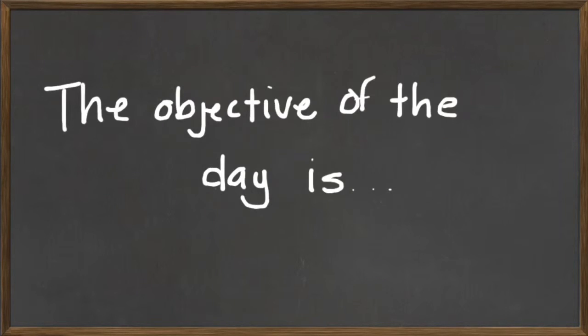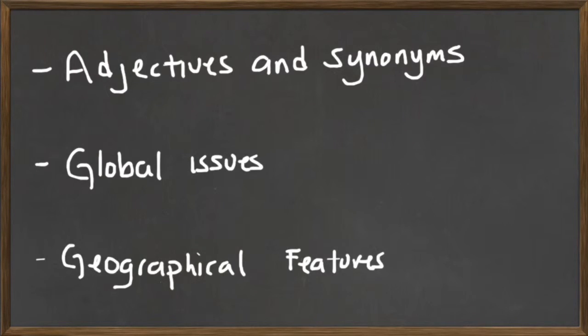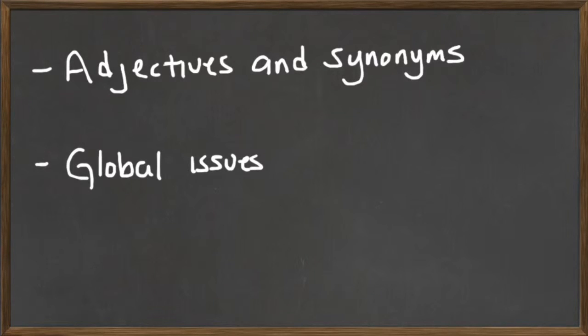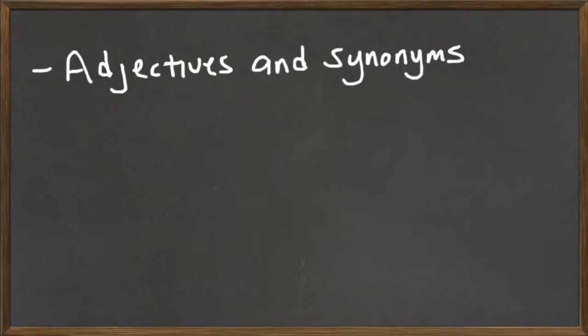Let's begin. Today, the objective of the class is the following. We will be talking about, I had some other ones. We're gonna get rid of these. Right now we're not gonna cover those. Basically, we're gonna talk about adjectives and synonyms. We're going to define, or actually recap on what an adjective is, and also we will touch on synonyms.